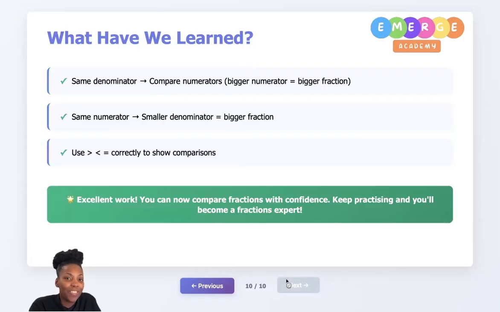And that brings us to the end of this lesson. So let's have a recap of what we learned today. We learned that when we have the same denominator, we compare the numerators. Bigger numerator equals bigger fraction. We also learned that when we have the same numerator, we look for the smaller denominator, which will tell us overall that that fraction is the bigger fraction. And we also learned how to use our less than, greater than, and equal to symbols correctly to show comparisons. Excellent work. You can now compare fractions with confidence.